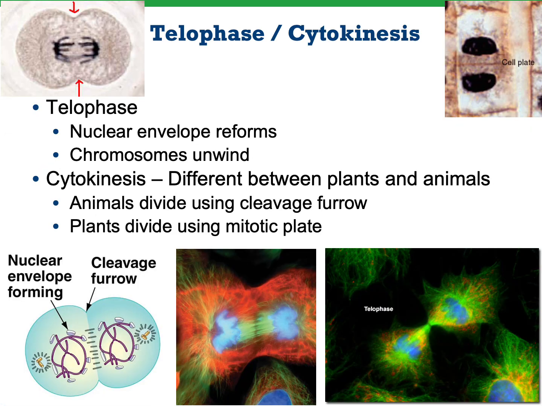In telophase, the nuclear envelope reforms. Two nuclei form and the chromosomes unwind. The final stage of the cell cycle is cytokinesis. Cytokinesis is different between plants and animals. Animals divide using what is called a cleavage furrow, which technically is the constriction of the cell membrane that eventually results in the two daughter cells pinching off each other, as shown here. In plants, a cell plate is created to divide both daughter cells and create what would become the cell wall.